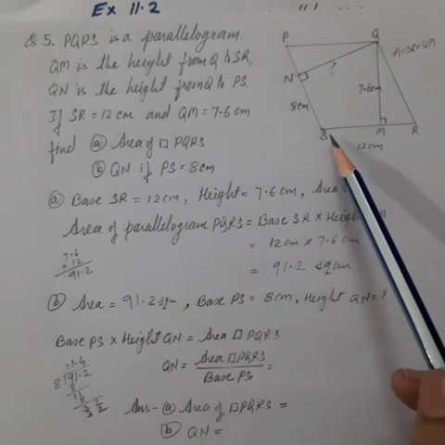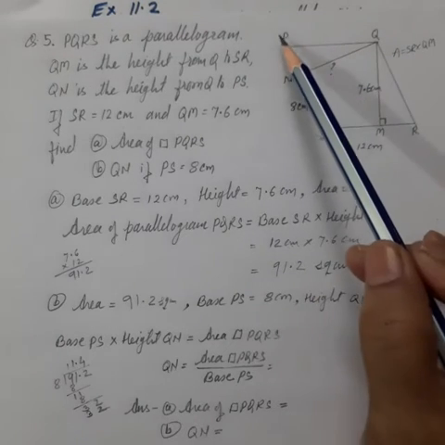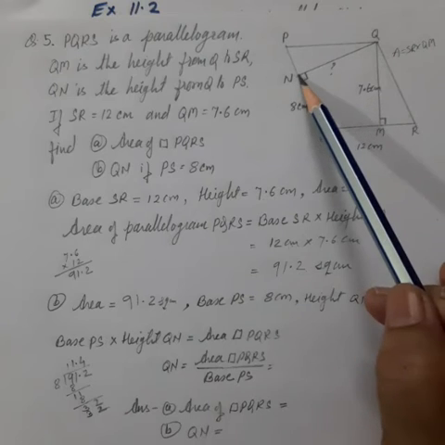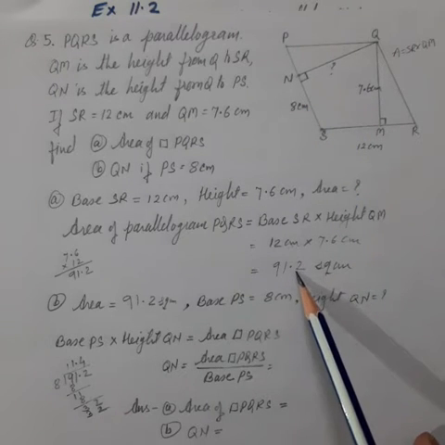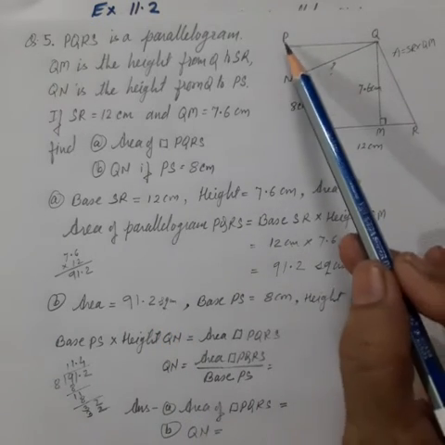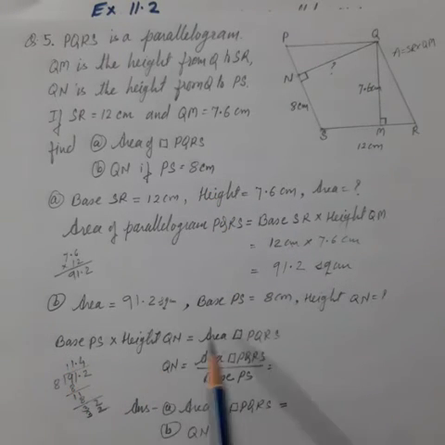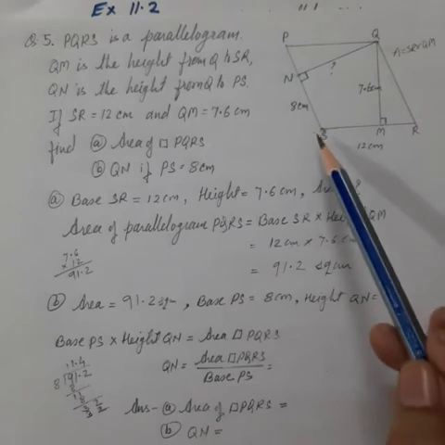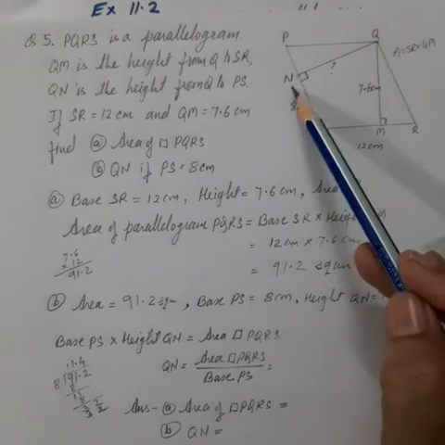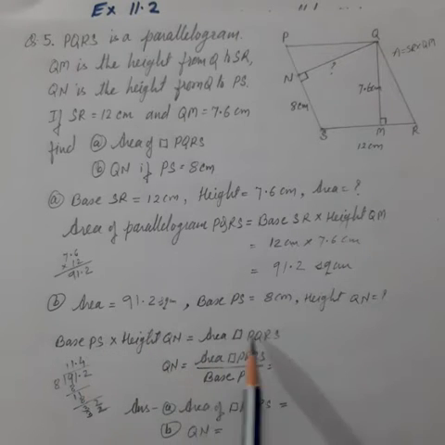Now take PS as the base. So its corresponding height is QN. Base PS into height QN will give us the same area. So here area is 91.2 square centimeter and this base PS is given 8 centimeter. And we know that base into height is area. Here base is PS and its corresponding height is QN. But we want here height. So we have to divide this area by this base. So take this base PS here in the denominator.